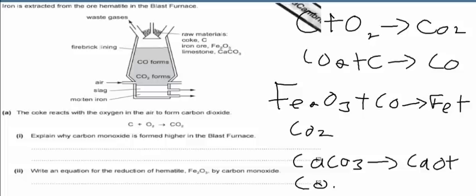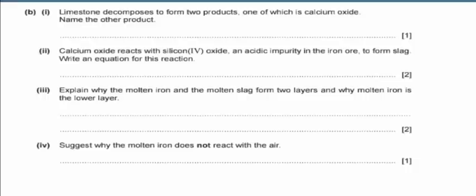Then the next one, they are saying calcium carbonate decomposes to form calcium oxide. Now they are saying we need to name the other product which is also going to be produced. So calcium carbonate decomposes, it is going to form calcium oxide. Then the last product is going to be carbon dioxide, which is CO2. So we can say the product which is going to be formed apart from calcium oxide is carbon dioxide.